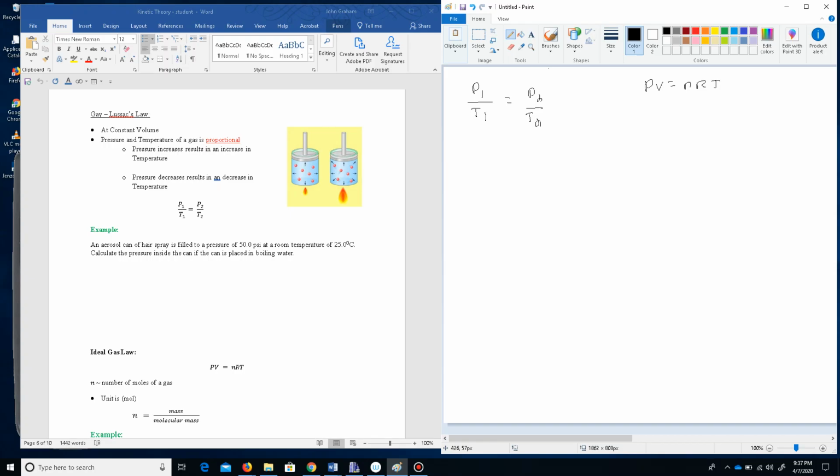Let me solve this for P over T. This constant is going to be your NR over V, so it depends on the volume you're dealing with and the number of moles. But when you're keeping that constant, we can look at the relationship just in this way. We have an aerosol can of hairspray. It's filled to a pressure of 50 psi.